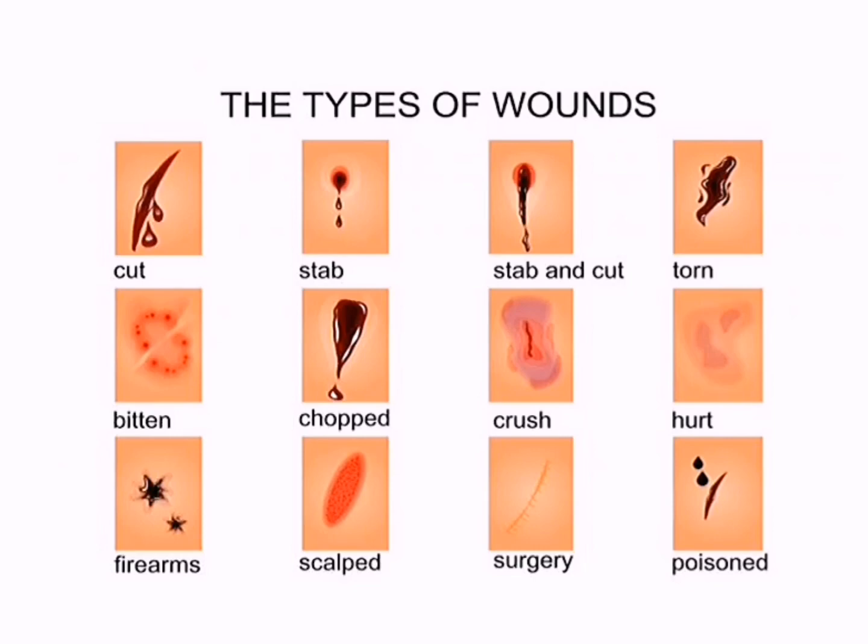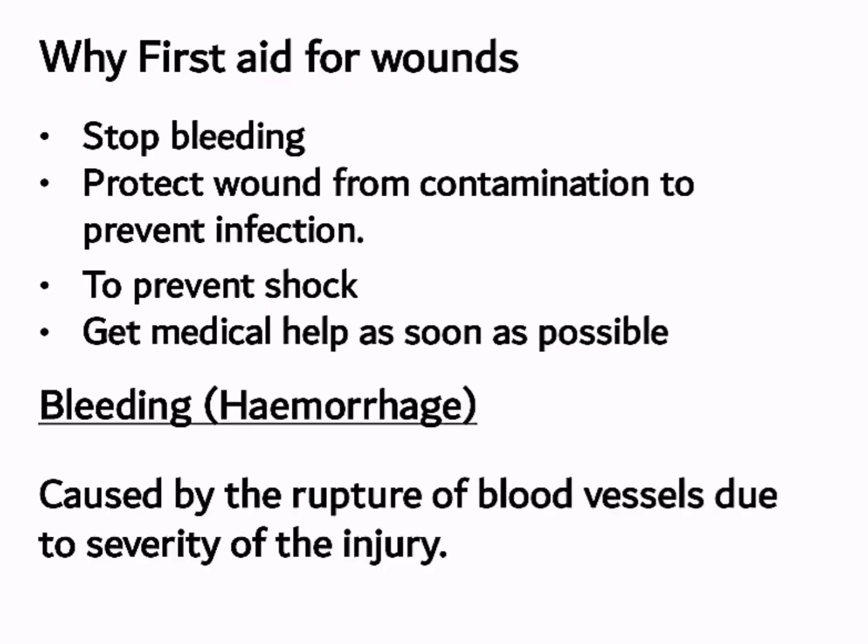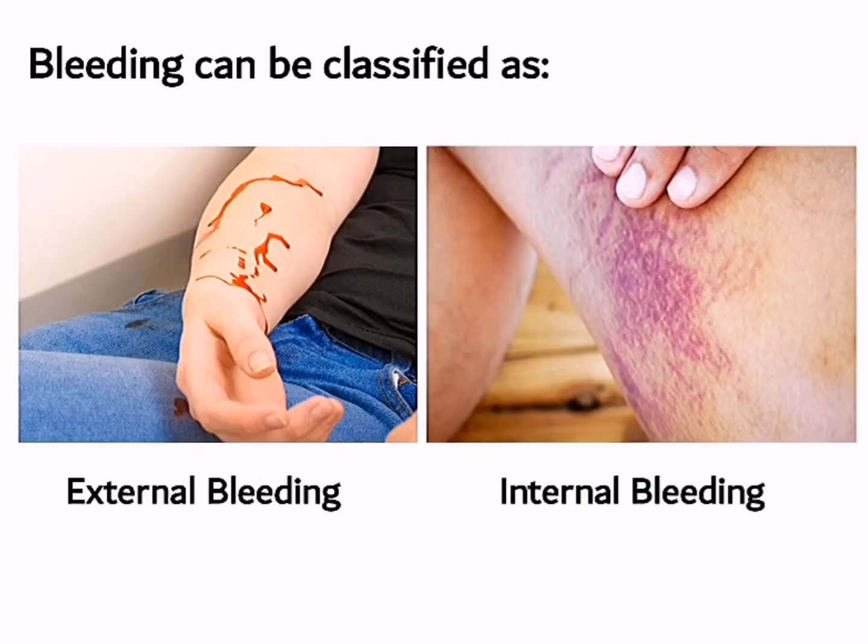The types of wounds. Why first aid for wounds: stop bleeding, protect the wound from contamination to prevent infection, prevent shock, and get medical help as soon as possible. Bleeding, or hemorrhage, is caused by the rupture of blood vessels due to severity of the injury. Bleeding can be classified as external and internal bleeding.